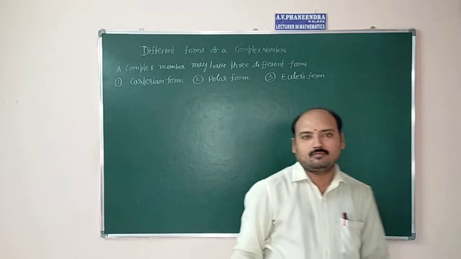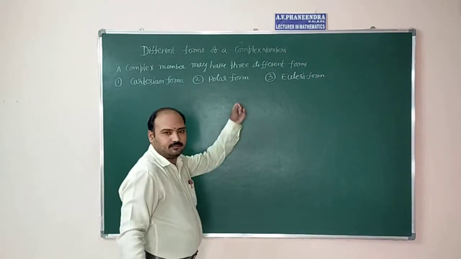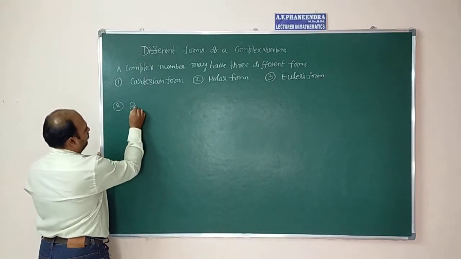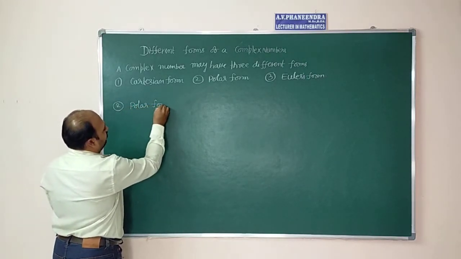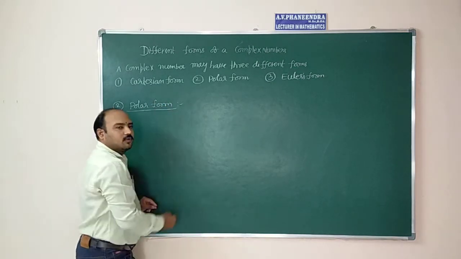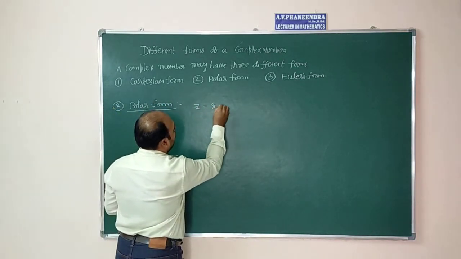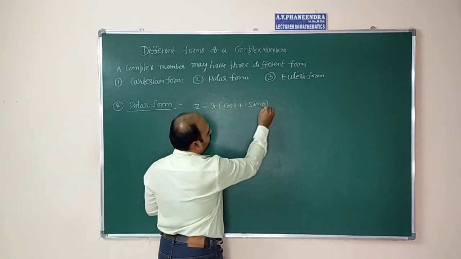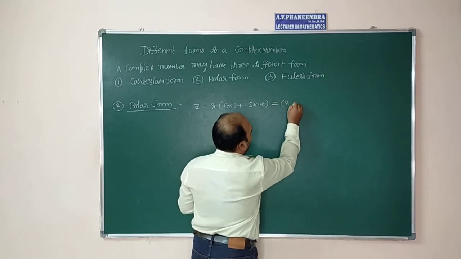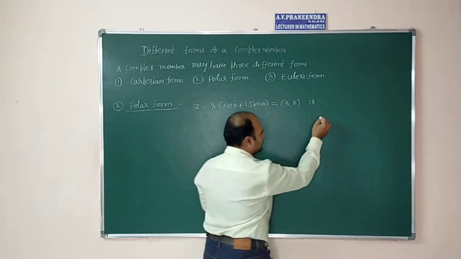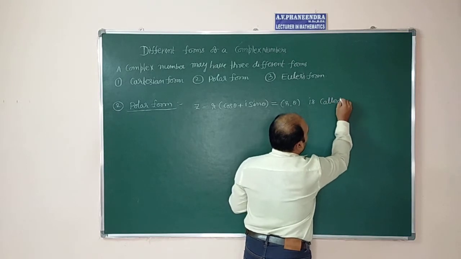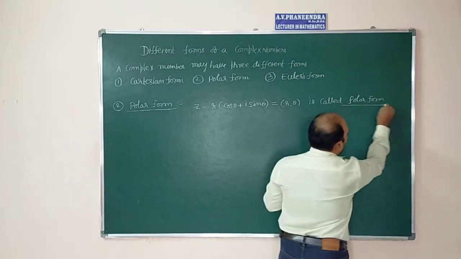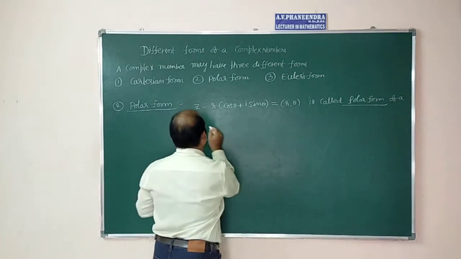Now, the second form is the polar form. In this polar form, z is equal to r into cos theta plus i sin theta, which is equal to r comma theta, is called the polar form of a complex number.